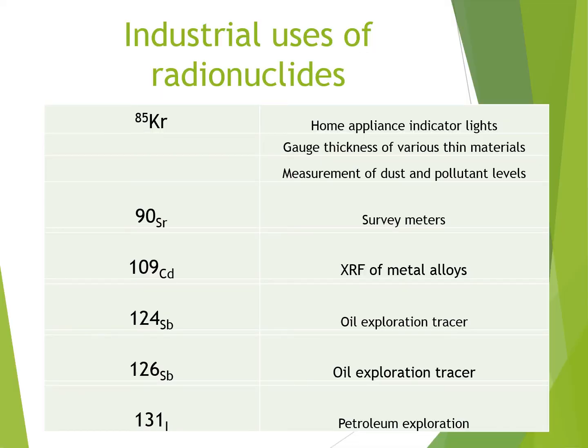So now we will discuss some more applications of different radionuclides. We have Krypton 85. It is basically used in home appliances as indicator lights. Then it has the use in gauge thickness of various thin materials. Gauge is basically an instrument that measures and gives a visual display of the amount, level, or contents of something.